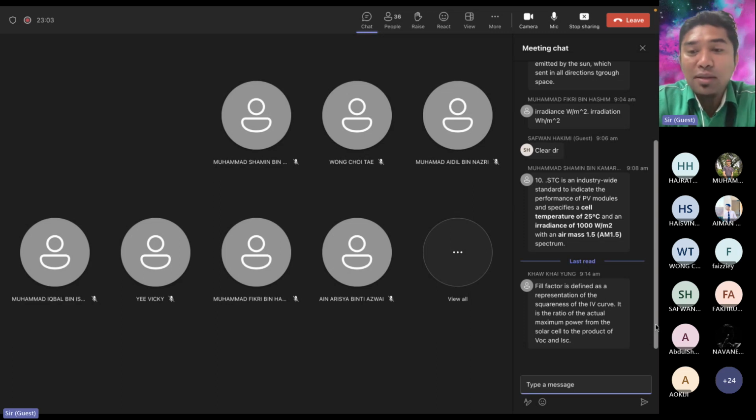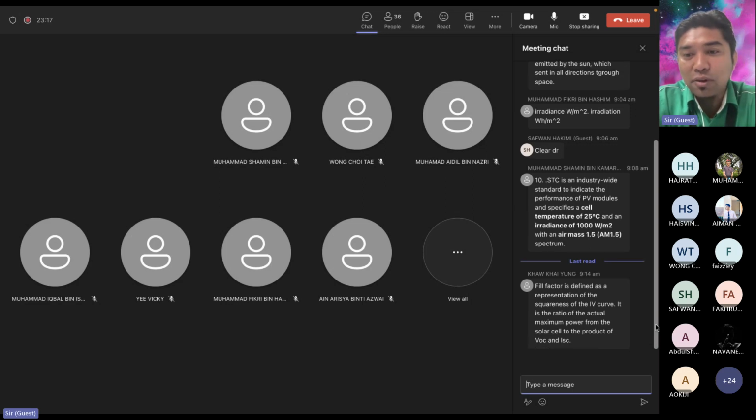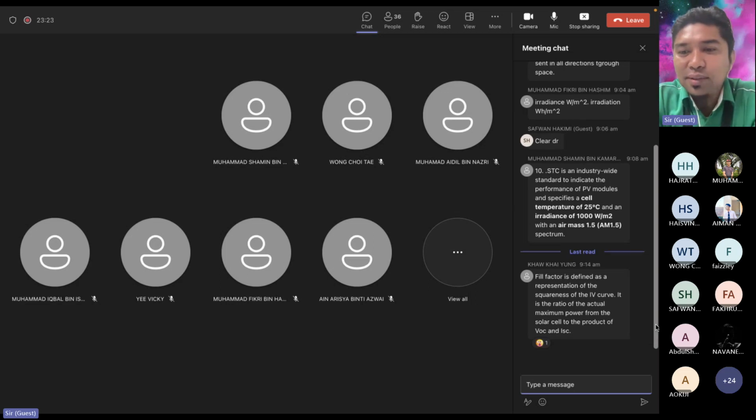But to get the full marks, I also request that you be able to sketch how the fill factor looks in terms of the IV curve. So that's how you obtain the full marks for that kind of definition, right? Okay, thank you for the answer.